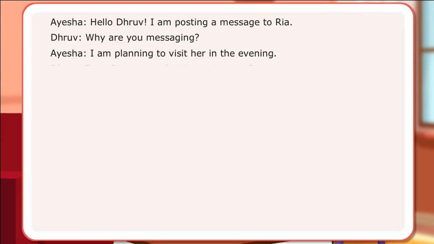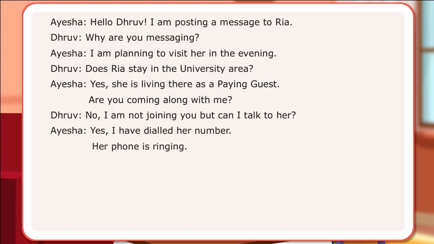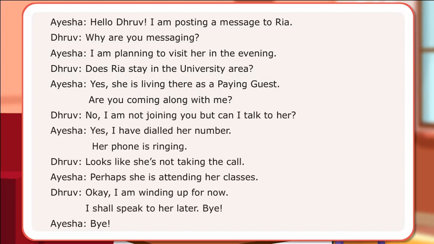In this conversation, Dhruv and Aisha have used verbs for actions happening at the time of speaking, for what might continue for a longer duration, or what might happen in the near future. The verbs are also used to convey facts, to ask questions, or to answer in negative. Let us understand the present continuous tense in the following sentences.